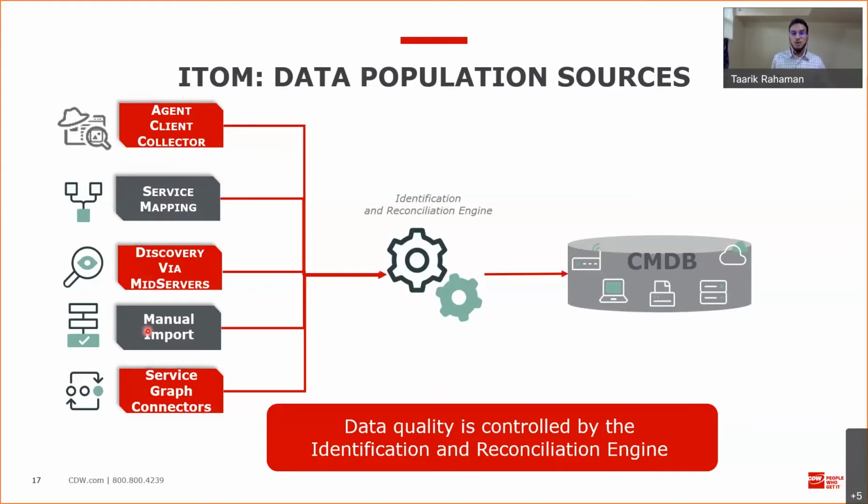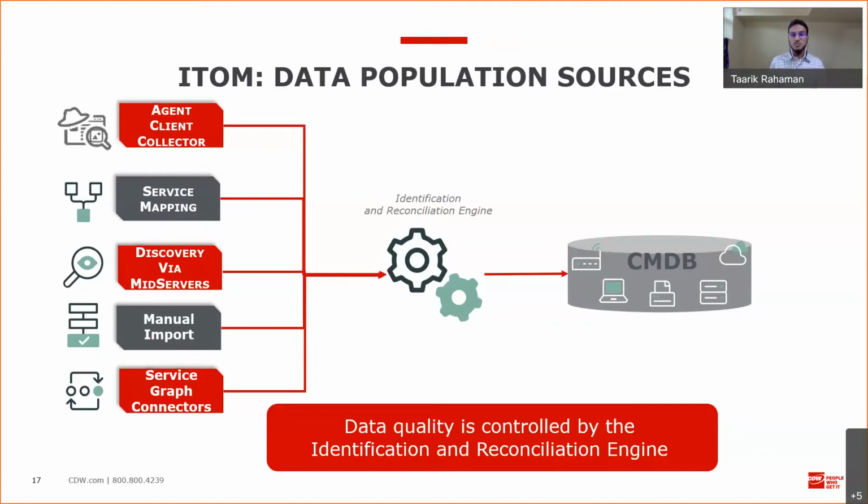But notice that they all pass the discovered data through this thing called the IRE, the Identification and Reconciliation Engine, prior to the data reaching the CMDB. The IRE is a phenomenal tool that allows us to define per class, if needed, specific methods to determine how the multi-source data is merged together. A lot of times you're trying to figure out, okay, we have 3 sources of data trying to enrich the same records within the CMDB. Is that possible? The answer is yes.